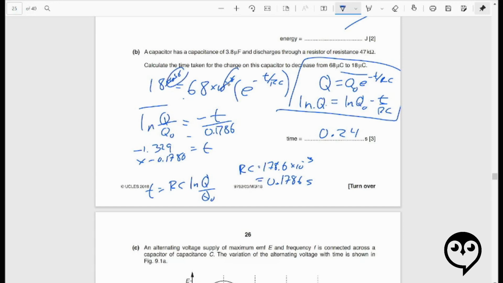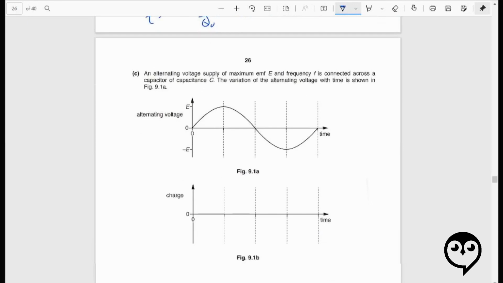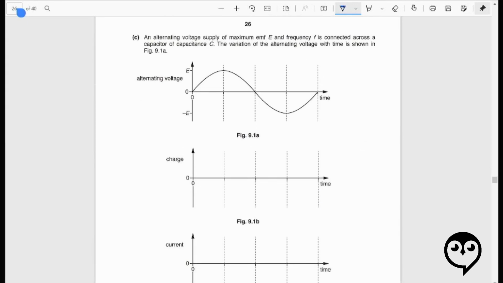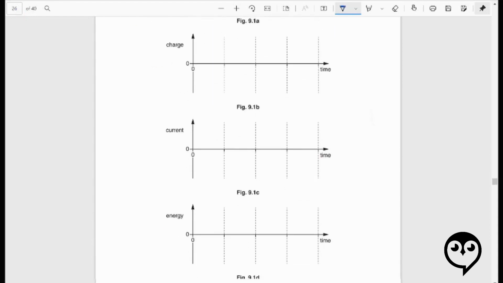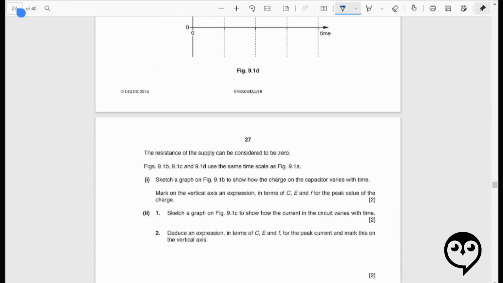You don't have to type in this times 10 to the negative 6 stuff in your calculator. It's just easier. Okay, alternating voltage supply connected across a capacitor. So in this question, we do actually have it going from positive to negative. What do they want us to do here? The variation in alternating voltage is shown. The resistance of the supply can be considered to be 0.